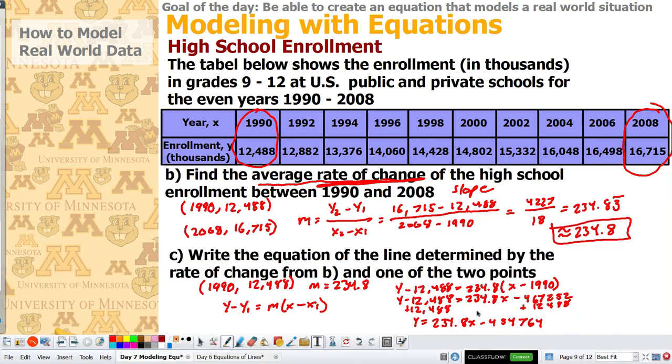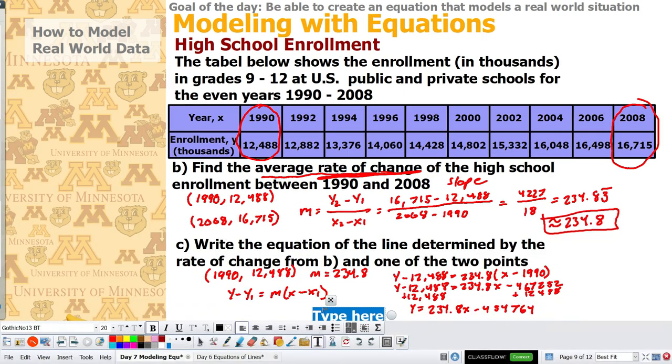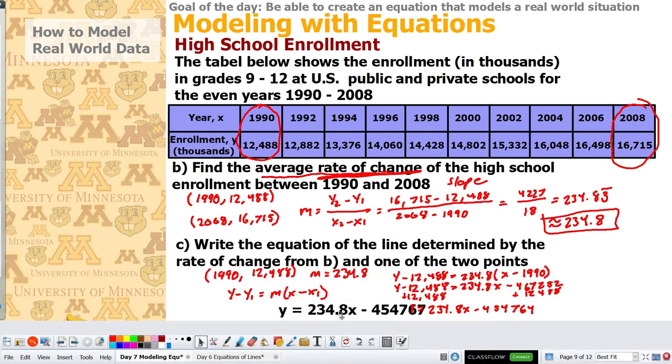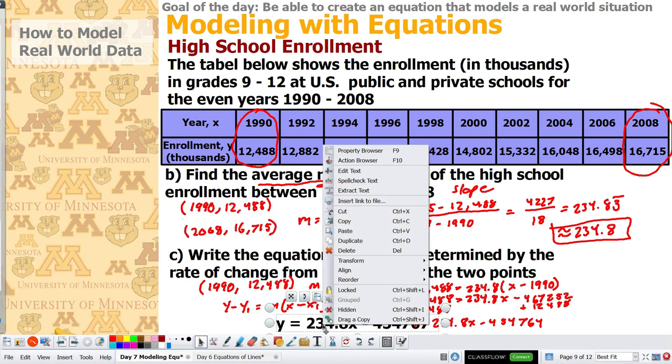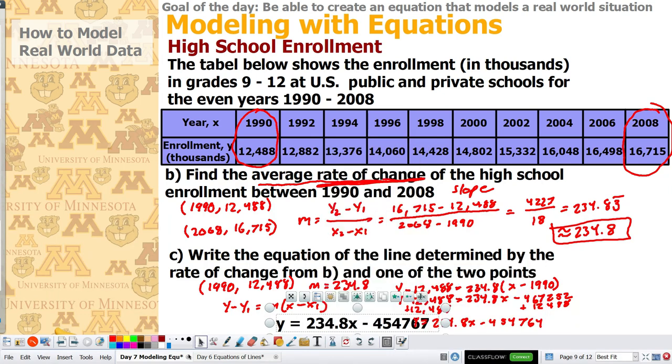Okay, let's get this. So y equals 234.8x minus 454,767. All right. Copy. And let's go to the next screen.